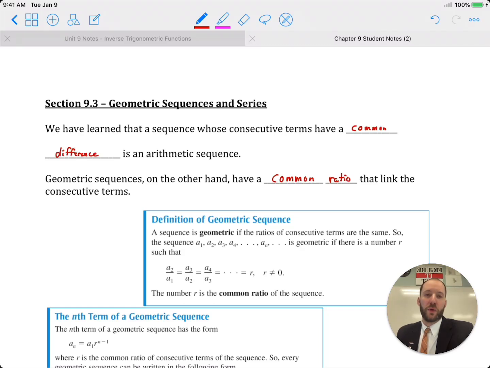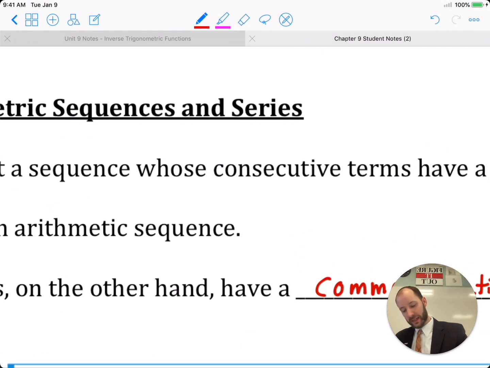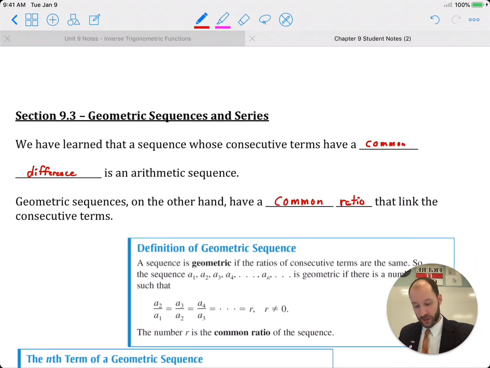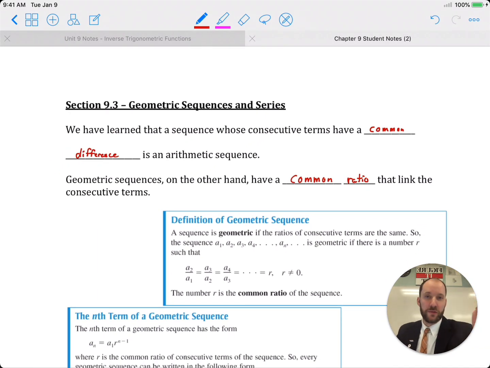Section 9.3, Geometric Sequences and Series. So last section, we looked at arithmetic, specifically the common difference. Common difference is kind of like the slope of a linear function. How you get from one term to the next, you're adding a certain amount. That amount could be positive or negative.